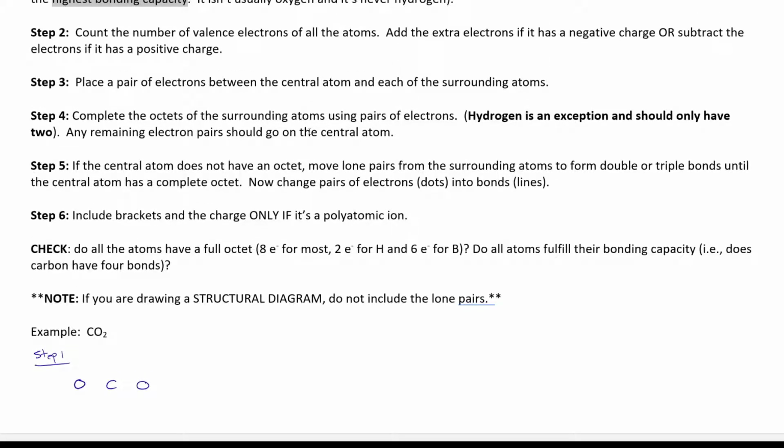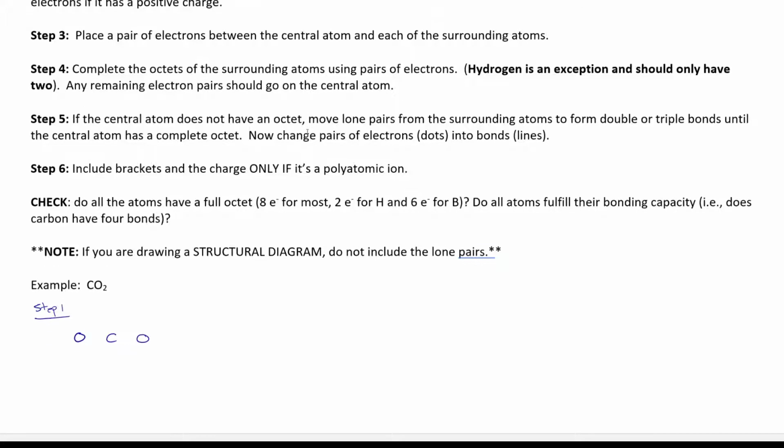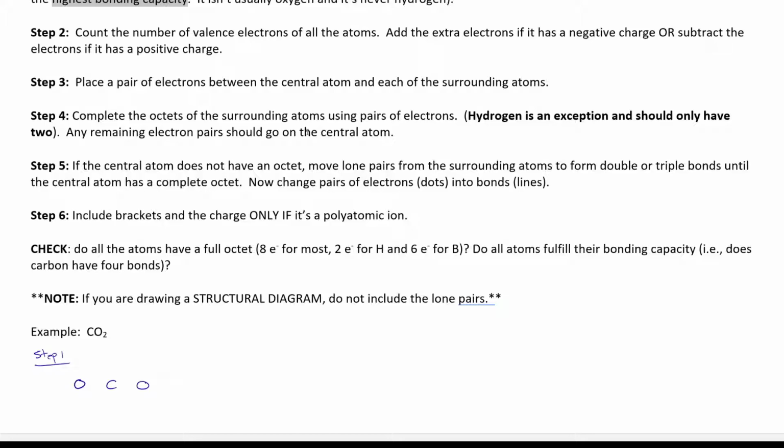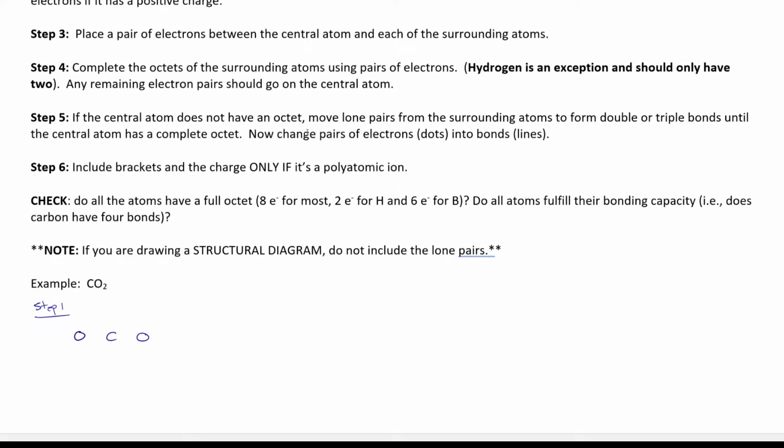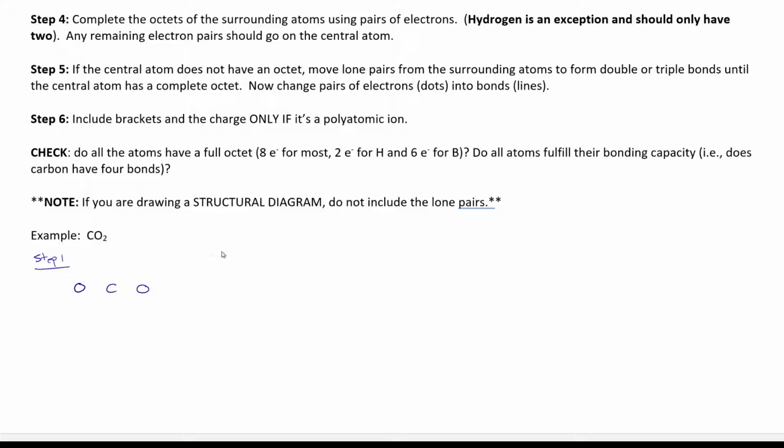Step 2. Count the number of valence electrons of all the atoms. Add extra electrons if it has a negative charge, or subtract the electrons if it has a positive charge. So what we're going to do is count the valence electrons on each of these atoms. That's for step 2.